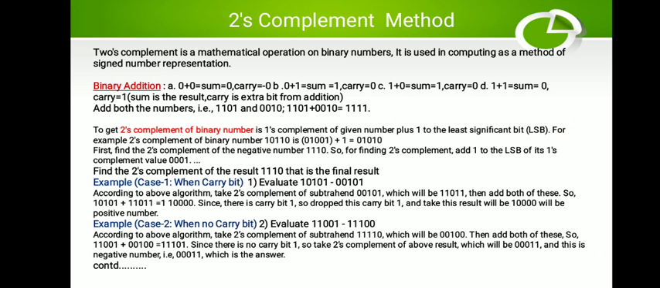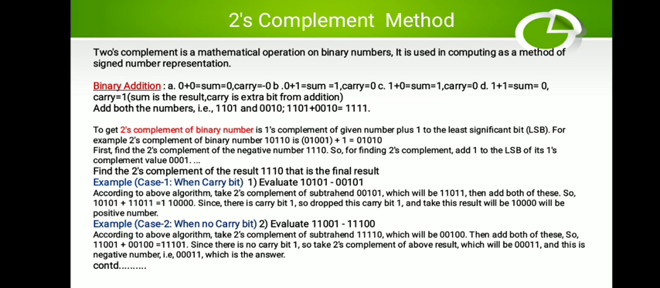So add to the LSB, what will it become? Your number is 1, 1, 0, 1, 0, 1, 1, 0, 1, 0. So add 1, what will you get? 0 plus 1, the LSB will become 1. The next bit will be 1. Okay, there is nothing down, so it will become 1.